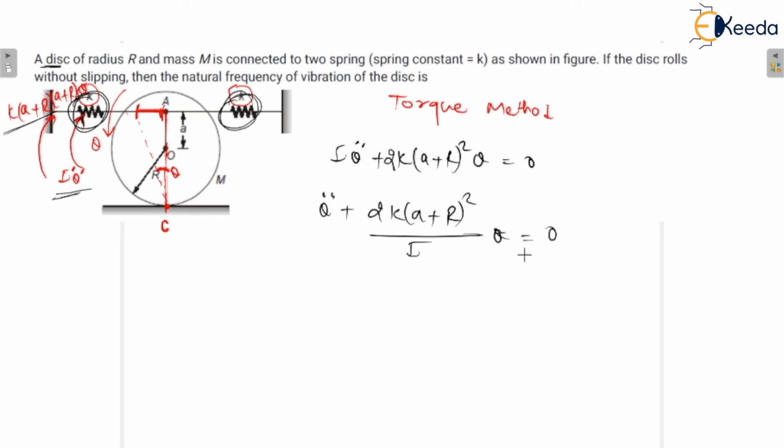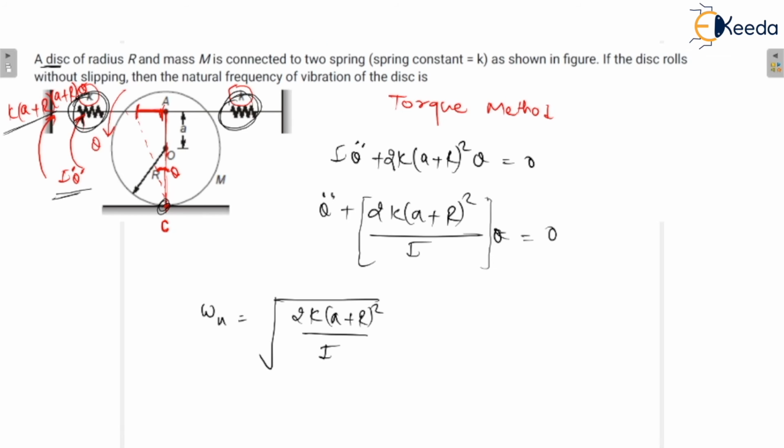So when you compare this equation with the general equation of vibrations, you can see that this full term is representing omega n square. So if this is omega n square, that means omega n would be under root of 2k a plus r whole square upon I. Now the task is to find out the moment of inertia I. Since we are assuming that the disk is going to be rolled about point C, we have to consider the mass moment of inertia about point C.